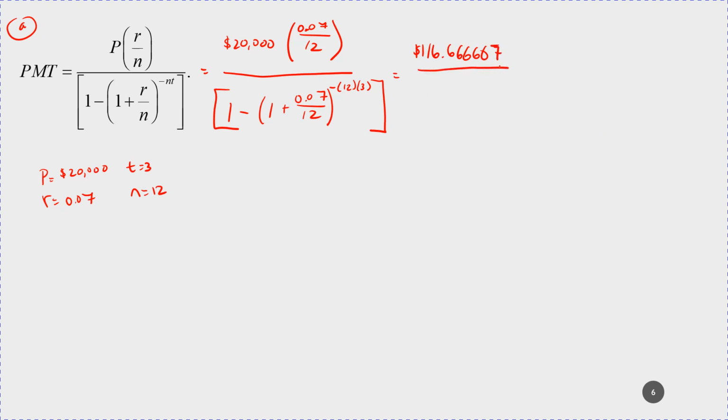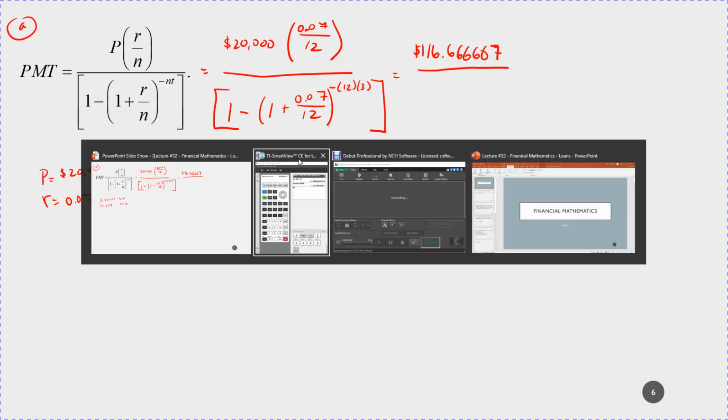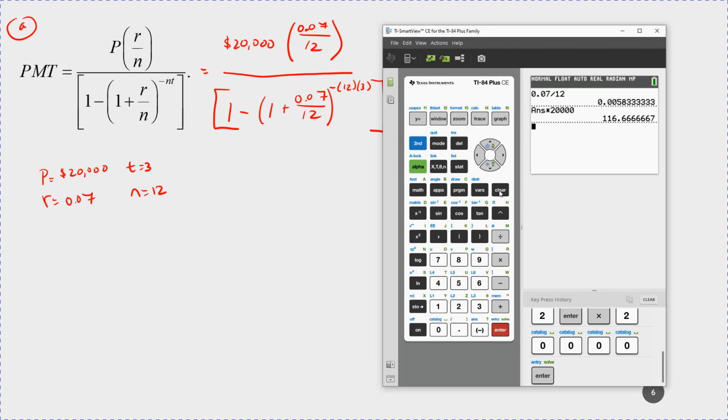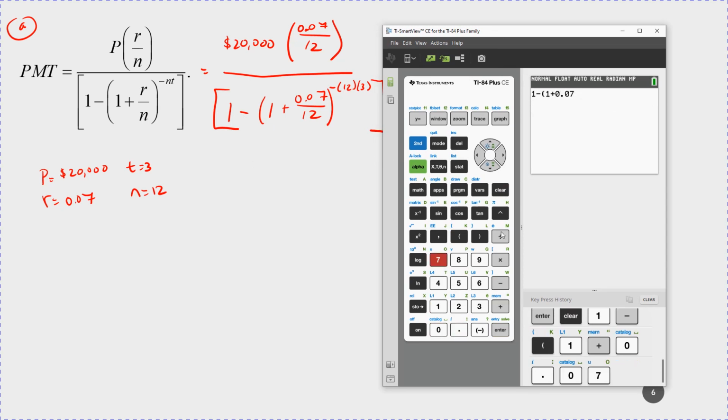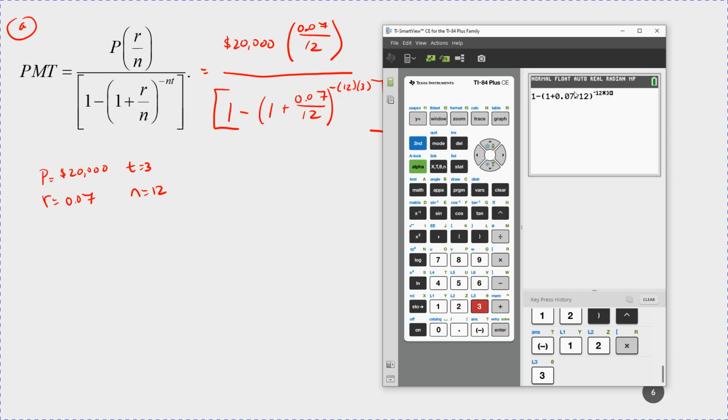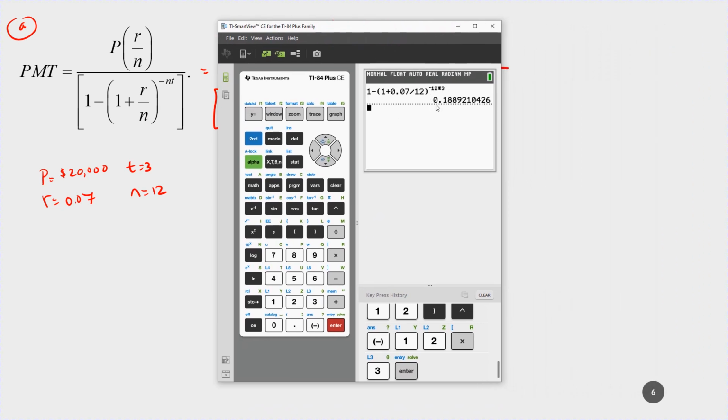Divided by. Now be careful with this, okay? Watch how I do this. I'm going to go 1 minus, and then in parentheses, 1 plus 0.07 divided by 12. And then I'm going to raise just this part to the minus 12 times 3. You have to be very, very careful when you plug this in. And I should get 0.188921.